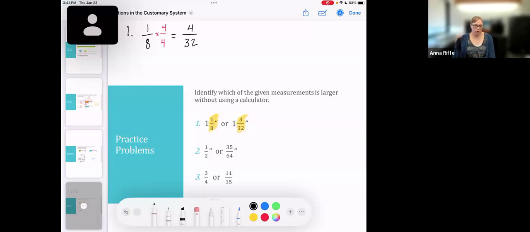So we have a comparison of 1 and 1/8, or 1 and 4/32, and then 1 and 3/32, and we want to ask which is larger. It looks like 1 and 4/32 is larger, because 4/32 is bigger than 3/32, as the numerator is larger.